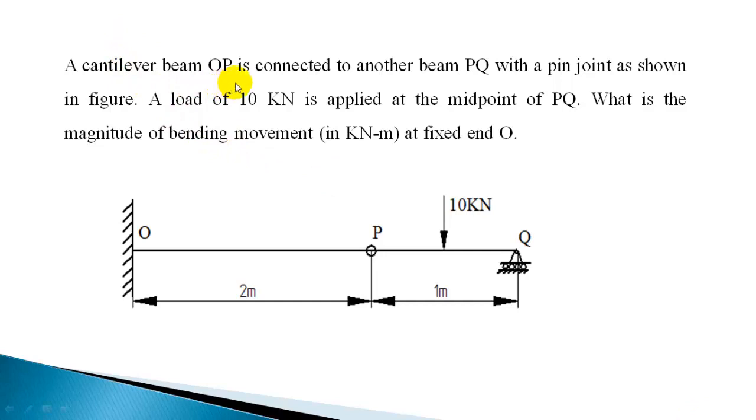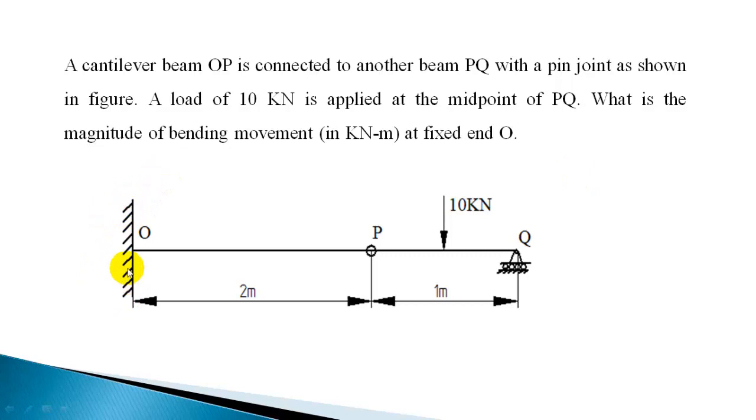A cantilever beam OP is connected to another beam PQ with a pin joint as shown in the figure. A load of 10 kN is applied at the midpoint of PQ. What is the magnitude of bending moment in kilonewton meter at fixed end O? In these questions, I removed all the options given and worked it out.